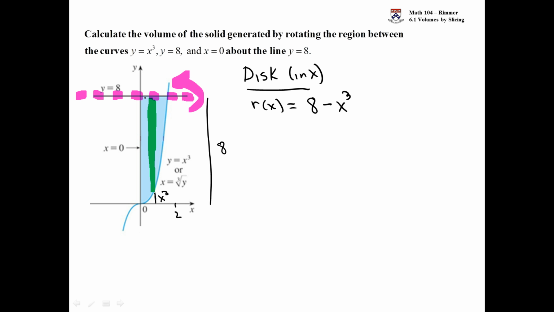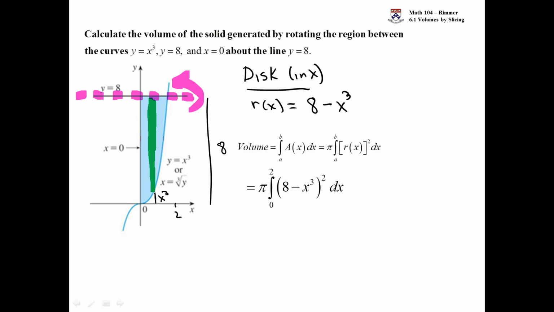And now we're ready to set it up. We just need to know the limits of integration, and I have marked this off here where we start at x equals 0 and we're done by the time that x is equal to 2. That would give us the fact that y is 8 when we cube it. So the generic formula for volume by disk would be pi r squared from a to b, where r is some function of x in this case. And so we take 8 minus x cubed and we square it, and we go from 0 to 2.